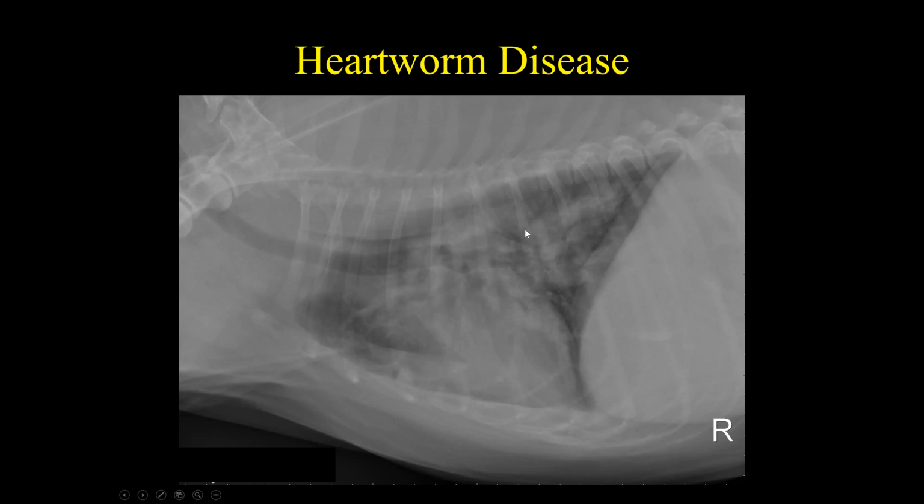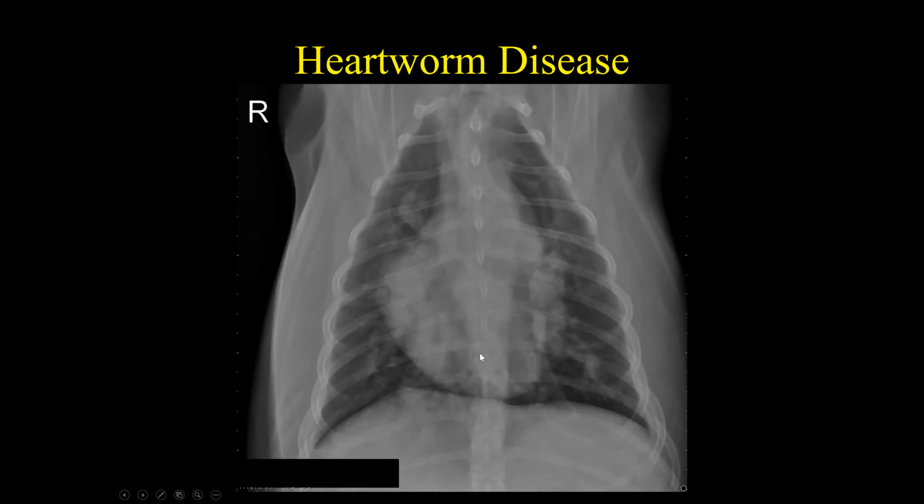So by pruning, look at this vessel, it kind of comes out in here and then it just stops. Okay, so it's pruned off. So dilated, tortuous, and pruned pulmonary arteries is typically what you see with heartworm disease. Here's another dog with heartworm disease.